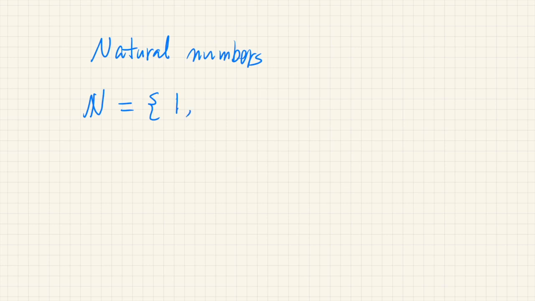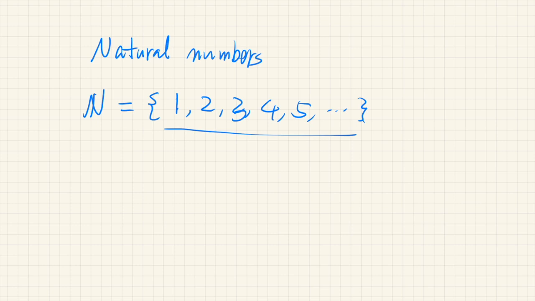The first set of numbers we study is the set of natural numbers. Of course, you know what natural numbers are, and we denote the set of natural numbers by this N, and this is the set of numbers such as 1, 2, 3, 4, 5, and so on. And I assume that you know what this means, okay? So it's just natural numbers. It's the numbers that appear in counting things, like just 1, 2, 3, and so on.